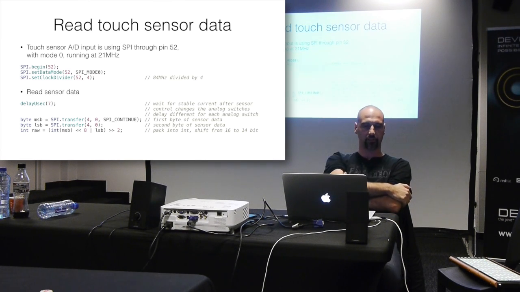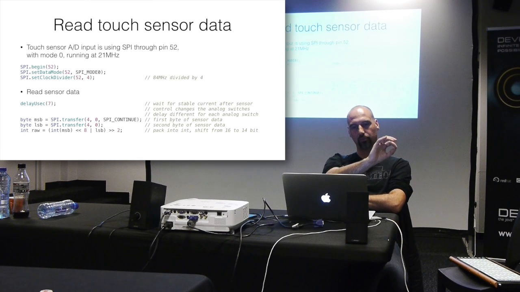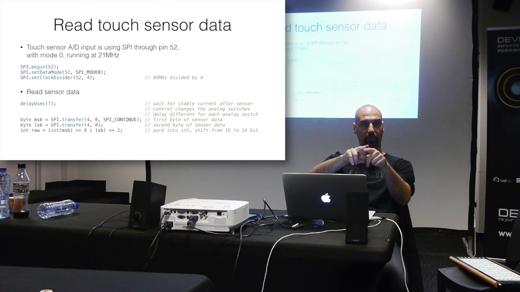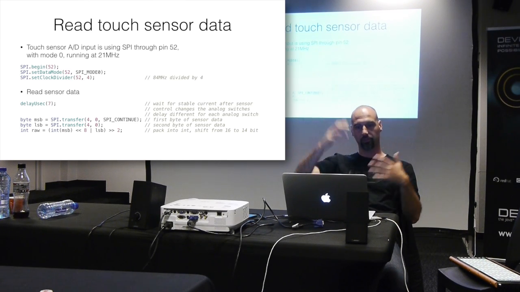So delay microsecond 7 is not a standard Arduino function, but let's pretend it is. So it delays, right? Why is that necessary? That's exactly what I was just explaining: the sensor board is switching currents around. You need to wait a little bit for these currents to stabilize. Otherwise, your readings from the sensors are not going to be correct. The current might just be arriving at the moment that you're touching, and then it's wrong, or it might not have even been connected to the other side.